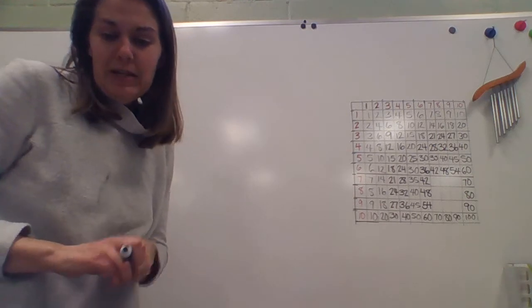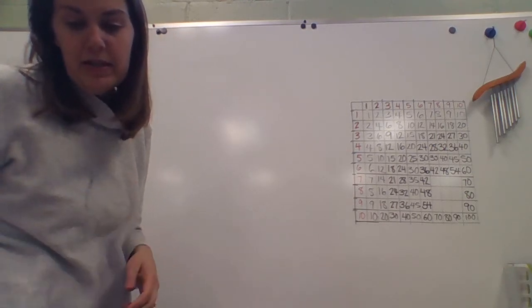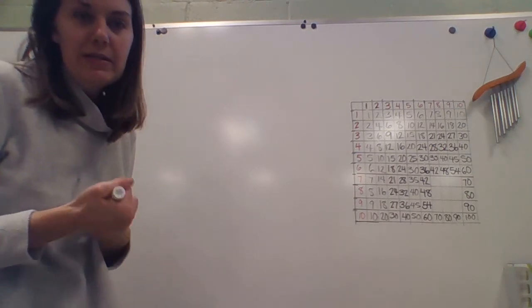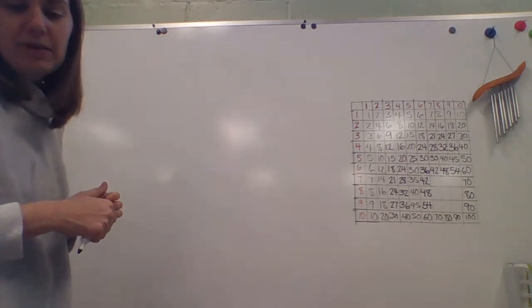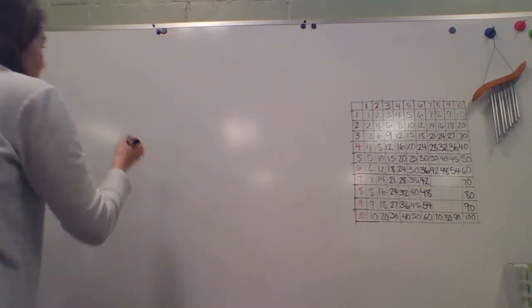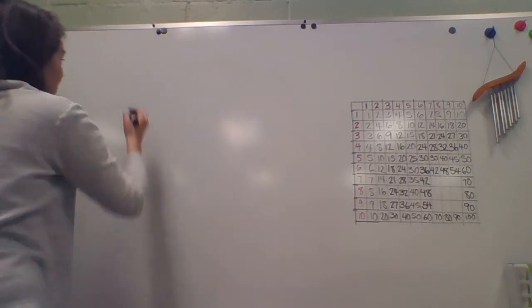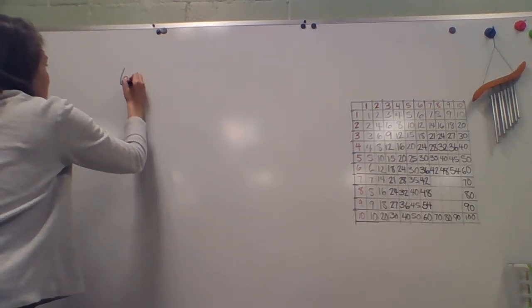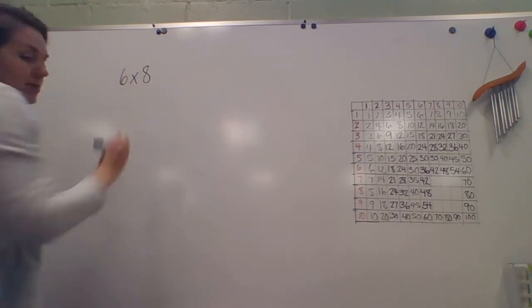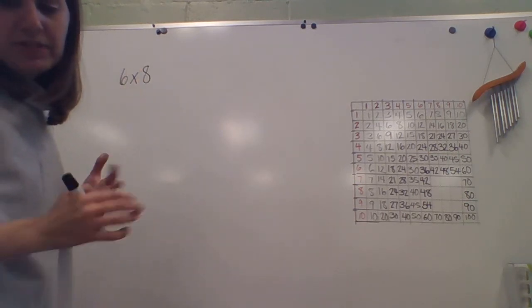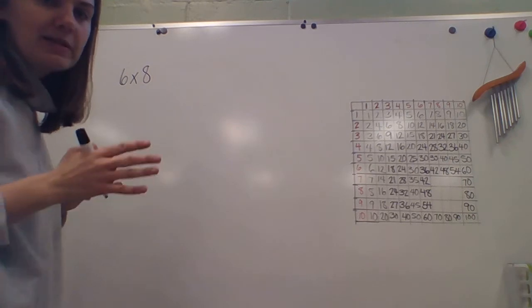So let's go ahead and look at the problem first, because that's always a good place to start. Stella plants 6 rows of pumpkins with 8 pumpkins in each row. How many pumpkins does she plant in all? Okay, so our bottom equation that we are trying to figure out here, we have 6 and we have 8. So we have 6 rows of pumpkins and each row has 8 pumpkins in it.